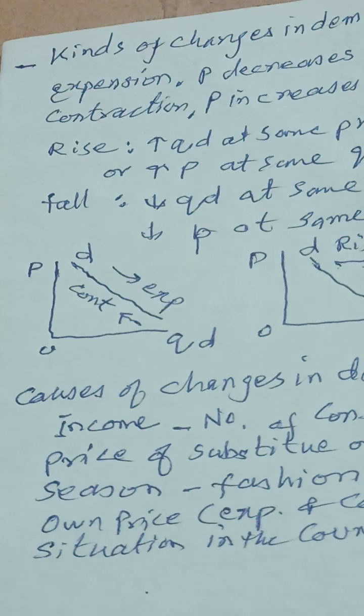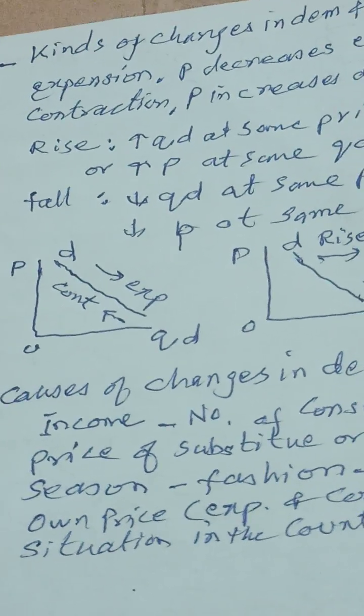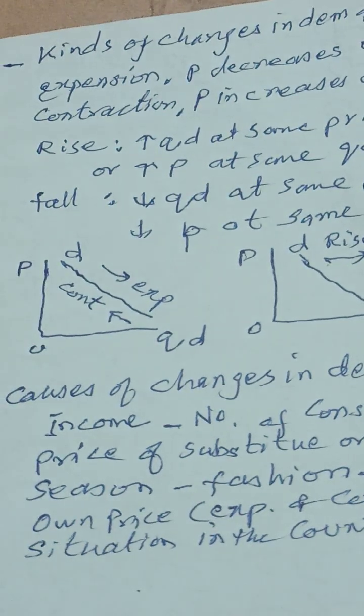It is shown in diagrams as well. In the demand curve, when we move from upward to downward, left to right, it is called expansion in demand. In a given demand curve, when we move downward to upward, from right to left, it is called contraction in demand.